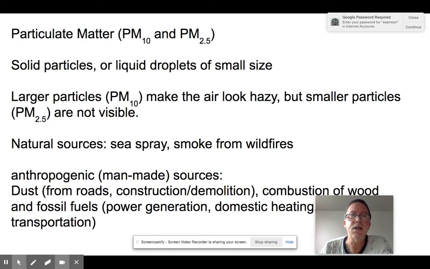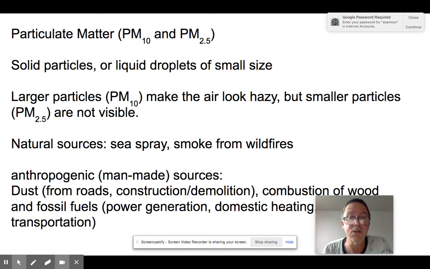So what we're talking about here are solid particles or liquid droplets that are very, very small, and therefore they can be easily inhaled deep into our lungs and even get into our bloodstreams. The larger particulates tend to make the air look a little bit hazy. With the smaller ones, the air can look absolutely fine but have a lot of PM 2.5. That means 2.5 or below, and it can still be affecting your health and the environment. You just don't notice.